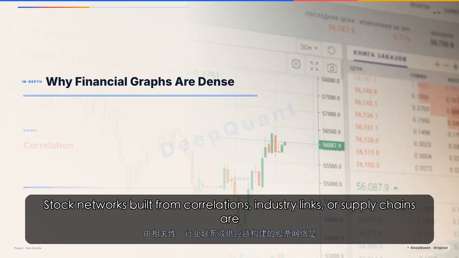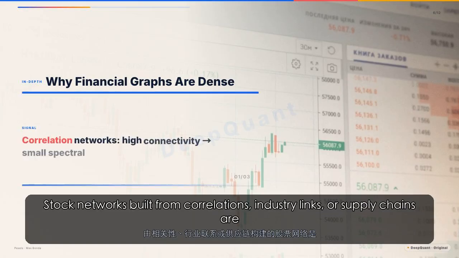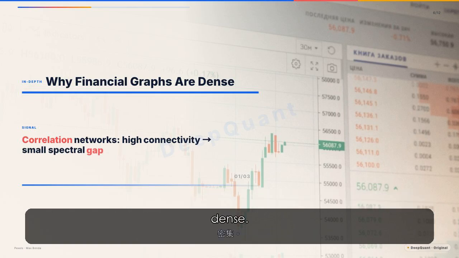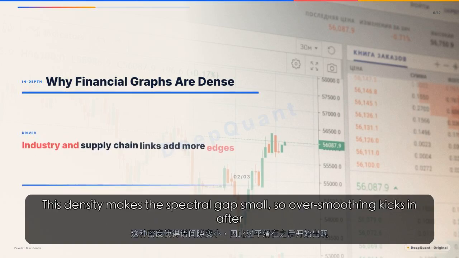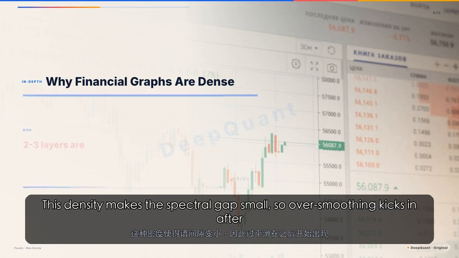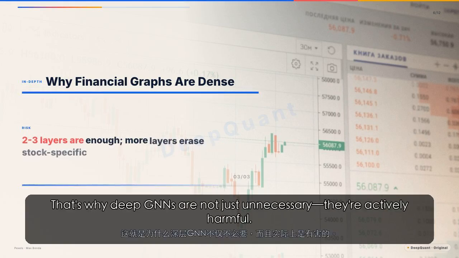Stock networks built from correlations, industry links, or supply chains are dense. Almost every stock is connected to many others. This density makes the spectral gap small, so oversmoothing kicks in after just 2 or 3 layers. That's why deep GNNs are not just unnecessary, they're actively harmful.